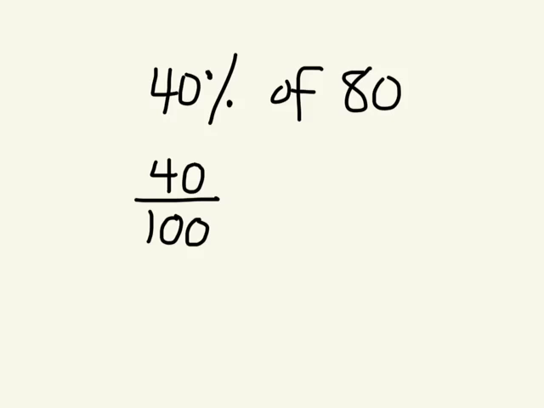And we need to set up a proportion, which means that two fractions are equal, or two ratios. So 40 out of 100 is going to be equal to something, which we don't know, out of 80, right? Because 40% of 80 is what we're trying to find. So something out of 80 will give us 40%, okay? So we're gonna find the scale factor.